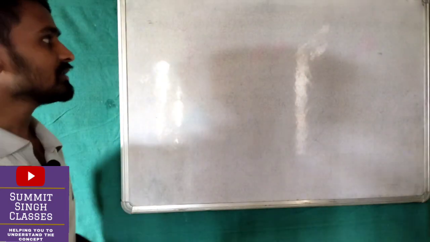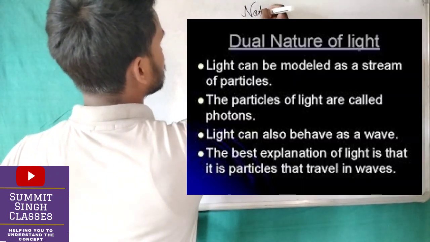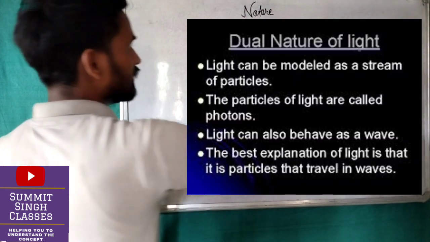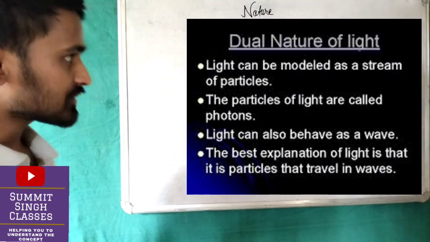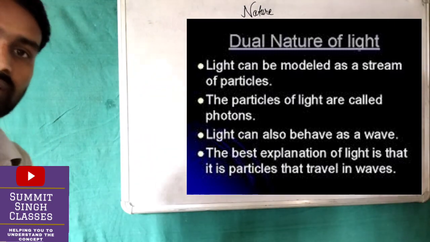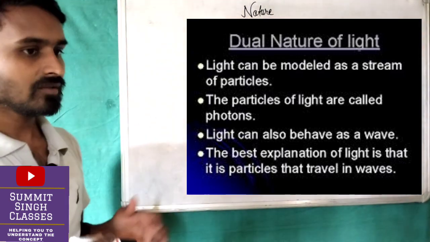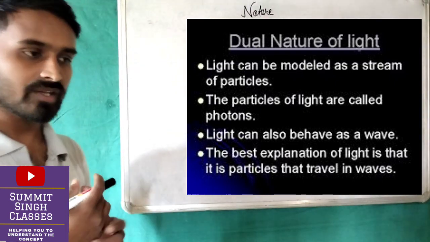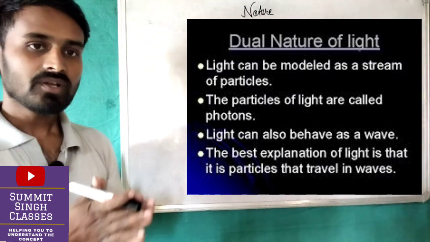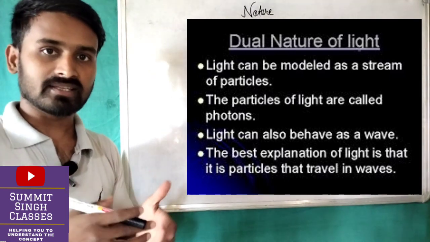Firstly we have to understand what the nature of light actually is. Light has a dual nature. The first nature is of particles, and the second one is of waves. The nature of particles was firstly described by Sir Isaac Newton, and the nature of waves was firstly described by Huygens.